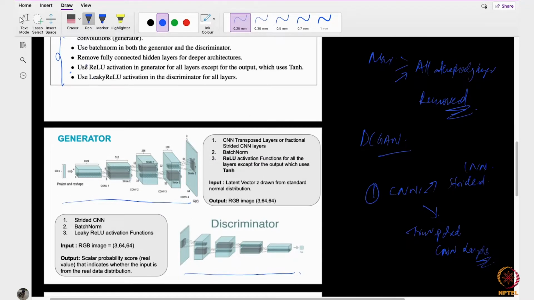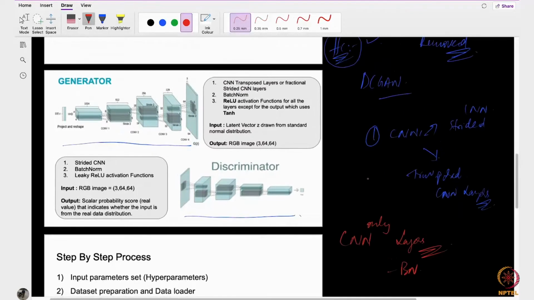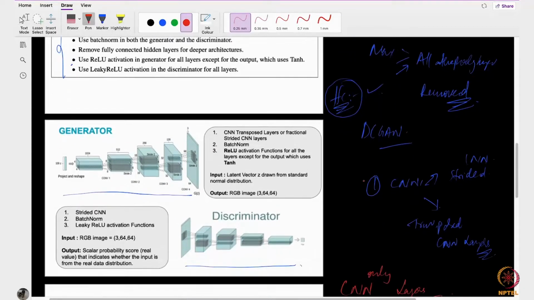The next thing is to remove fully connected layers from deeper architectures. That means we will avoid using fully connected layers. So the summary is that only CNN layers are present in the network, and batch normalization is present everywhere, in both the generator and the discriminator.